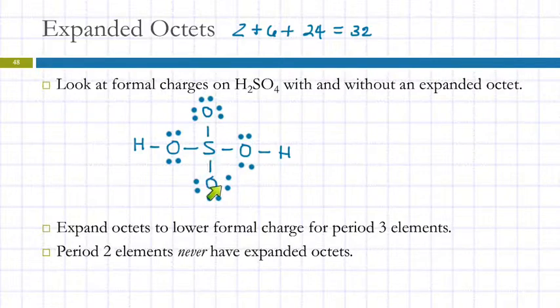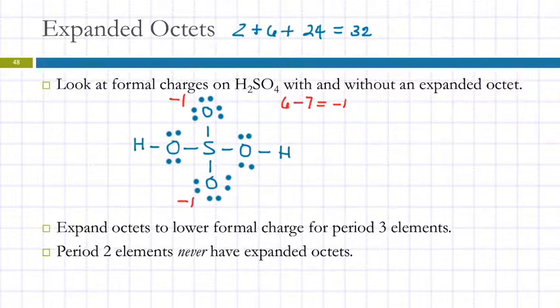This oxygen and this oxygen are in a different situation. Octet of electrons, but only 1 bond. So they're going to have a formal charge. For those oxygens, they brought in 6 electrons, and they're leaving with how many? 7. So they're each going to have a -1 formal charge. So this one's -1, this one's -1.